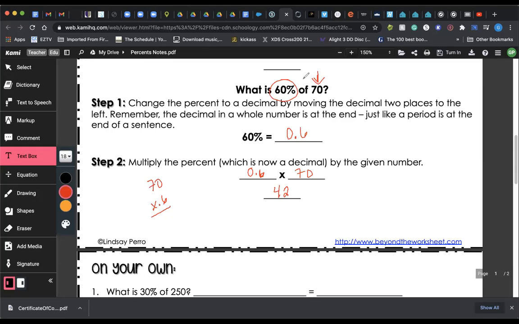If I get an answer, right? So if I get 420, I'm like, wait, how is 420 60% of 70? That doesn't make any sense, right? So you just go back and check and realize that you need to just move over by 1 decimal.